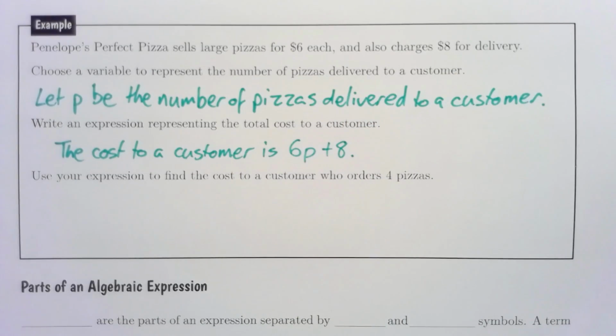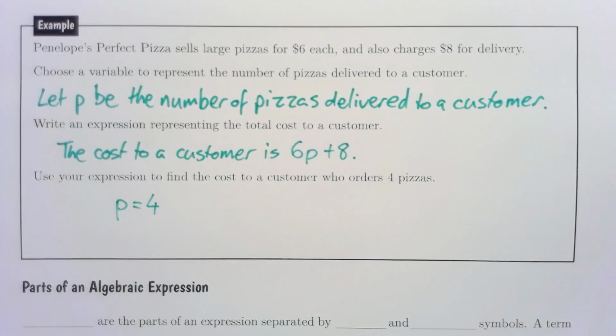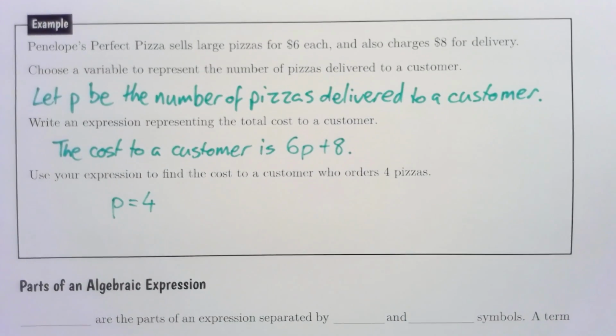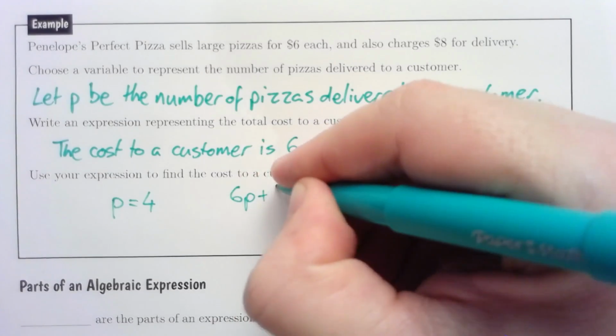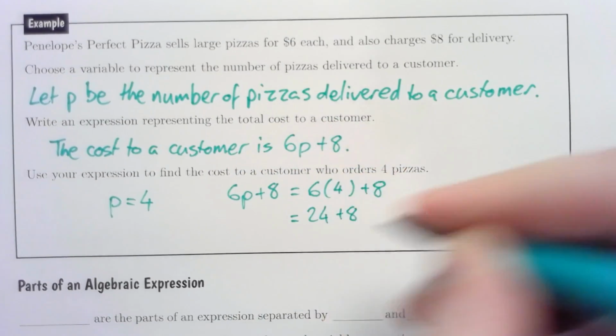Now we're asked to use the expression to find the cost to a customer who orders 4 pizzas. So this really means that P is equal to 4. If we substitute 4 into our expression, we get 6 times 4 plus 8. 6 times 4 is 24, and adding 8 gives us $32.